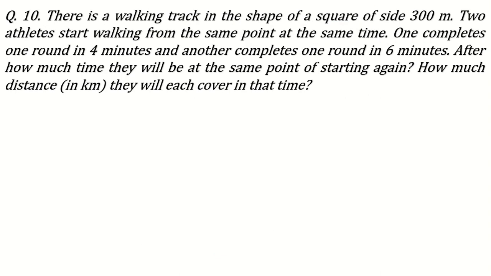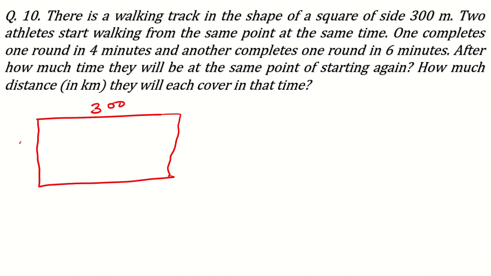Now another question can be, I think this is the last question, because in one video I will give you 10 challenging questions. Okay, there is a walking track in the shape of a square of side 300 meter. So this is a square, just take it as a square. All the sides are 300. Now what about this track?